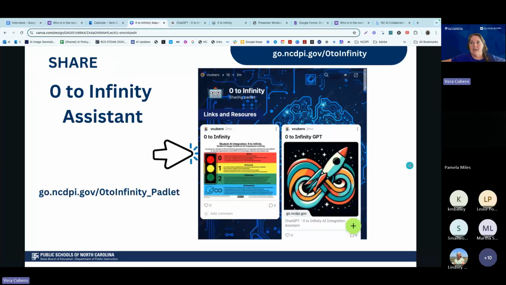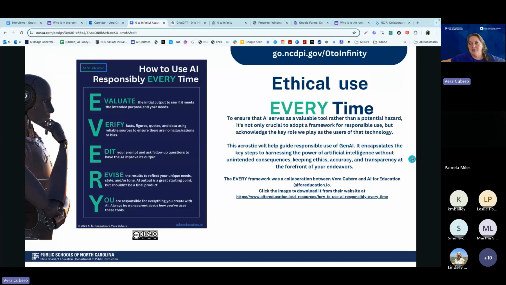And there's the Padlet, which we've already talked about. This is something I like to share every time, just as reminders. When students are using AI in particular, we need to make sure we teach, model, reteach, and post things like this around to remind them how to use AI responsibly: evaluating it, verifying facts and figures, editing the prompt, revising the results, and making sure they're responsible and disclosing their use. There's a link there to download that from AI for Education. I would recommend that.